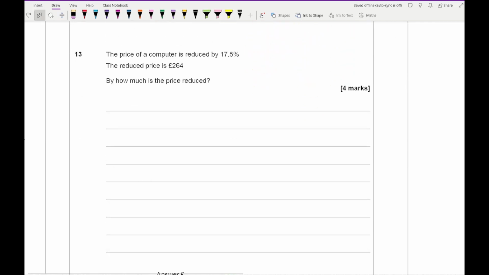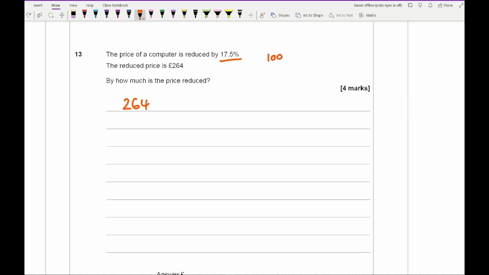Moving on to question 13, it says the price of a computer is reduced by 17.5%. The reduced price is 264. By how much is the price reduced? So for this, what we need to do is do reverse percentages. So here we've got the sale price. We want the decimal multiplier.